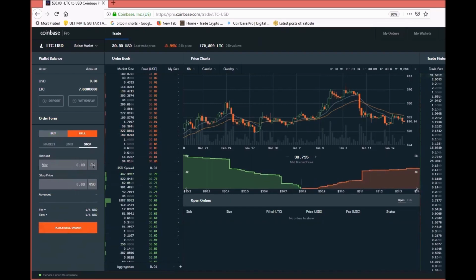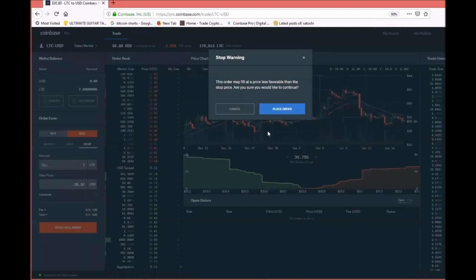Now you'll notice I have 2 parameters I can alter here. I can set the number of Litecoins for my stop loss, and I can set the stop price. The stop price is the price that I want my sell order to execute when the price action reaches that specific number. So remember, we just said we were going to set our stop loss at $26.97. And in this case, I'm going to click max because I want all 7 of my Litecoins set at that stop loss. Now, if I place the sell order, it says the order may fill at a price less favorable than the stop price. Are you sure you would like to continue?